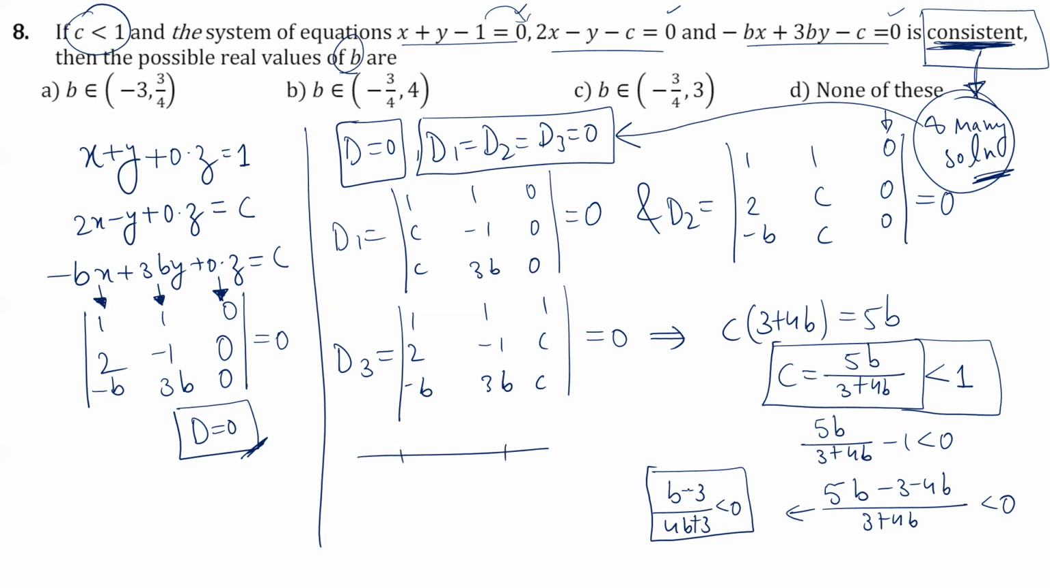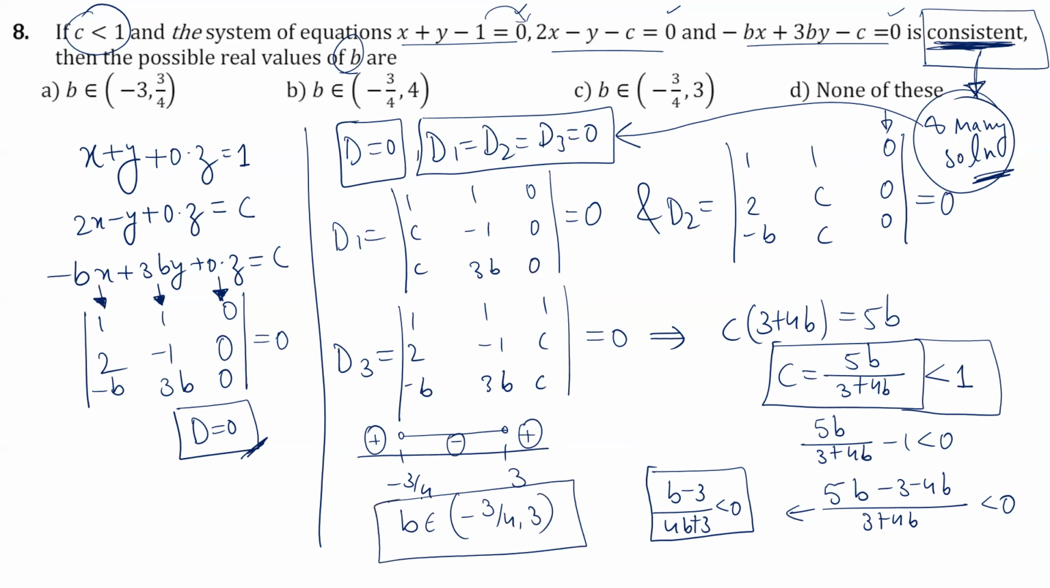How? Just find the roots first. b minus 3 equals 0 means b equals 3, and from the other factor you will get b equals minus 3 by 4. So first we write minus 3 by 4, then b equals 3. You need the negative, so this portion will be your answer. You can check: this will be positive, this will be negative, this will be positive. So this will be minus 3 by 4 to 3. This is your final answer: b belongs to minus 3 by 4 to 3.